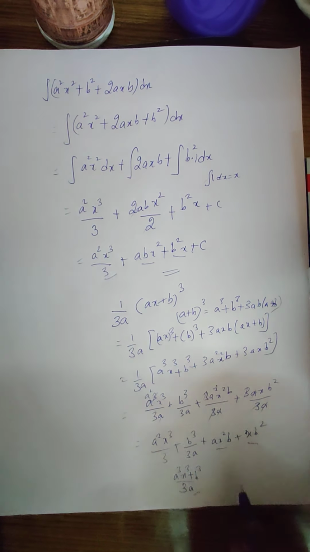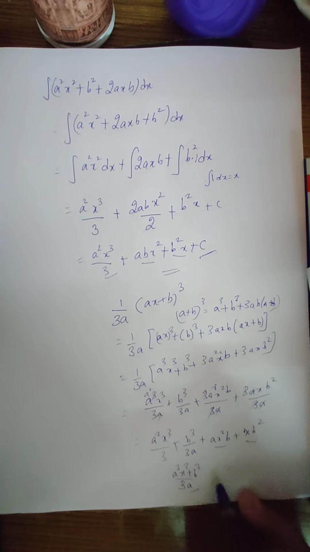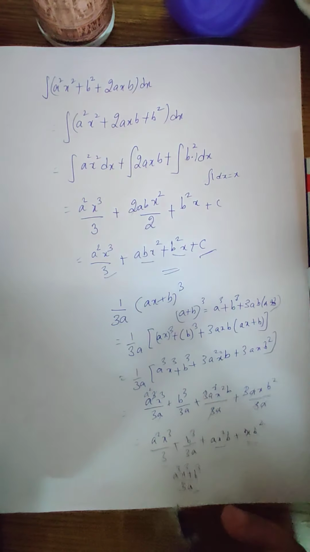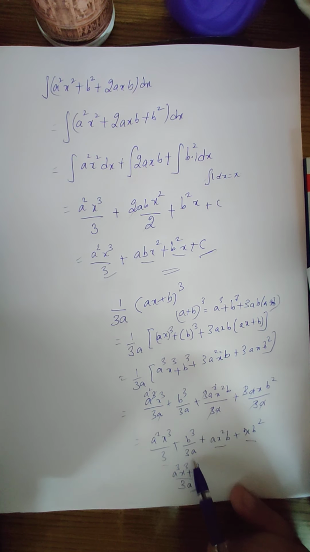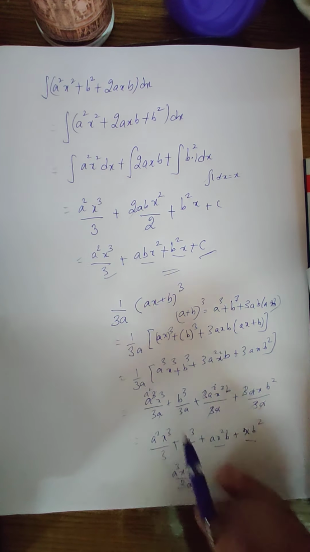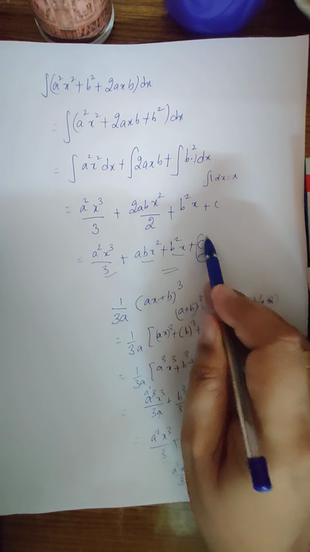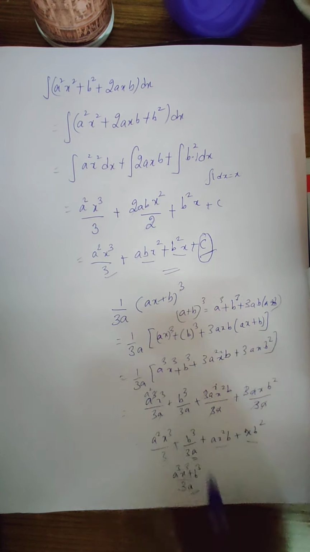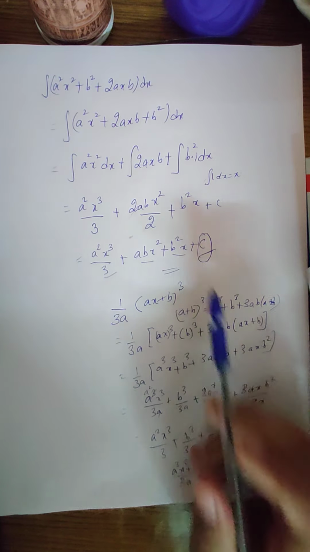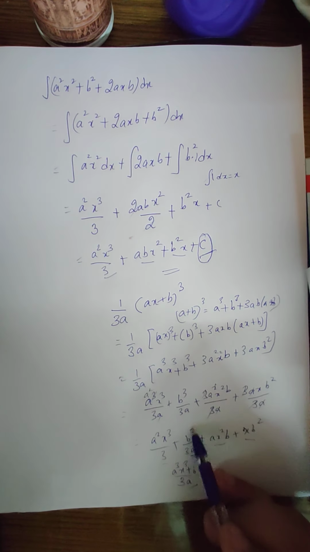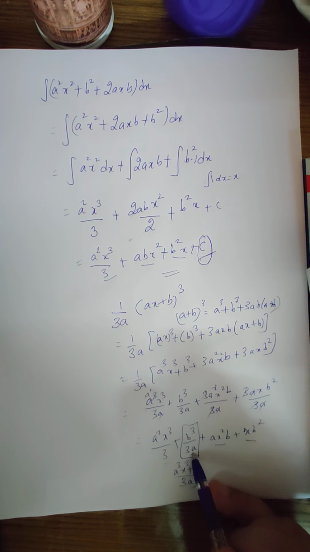So here the constant, here we have plus c, so it will be assumed in this value. a square x cube by 3, and b cube, here we have b cube by 3a. Actually this b cube by 3a will be considered in the constant. So what we do, students, this expansion is also correct, and here this term was the constant.